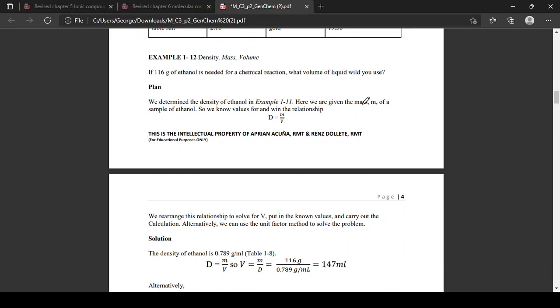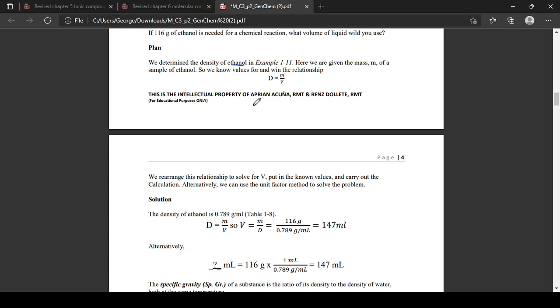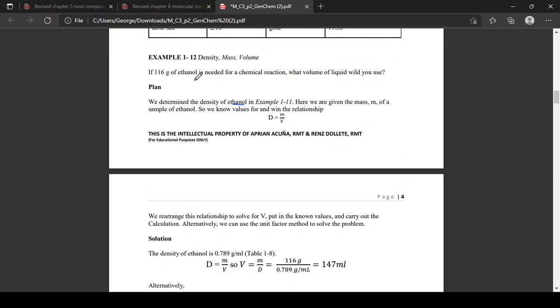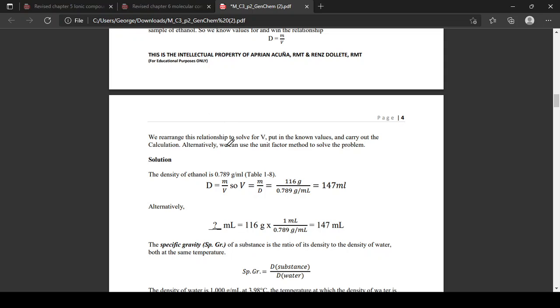So here we are given the mass of a sample of ethanol. We know the values, kids: the ethanol and its mass. What was given to us? 116 grams of ethanol. And its density is 0.789. So we arrange this relationship to solve for your volume. Put in the known values and carry out the calculation. Alternatively, you can use the unit factor method to solve the problem.